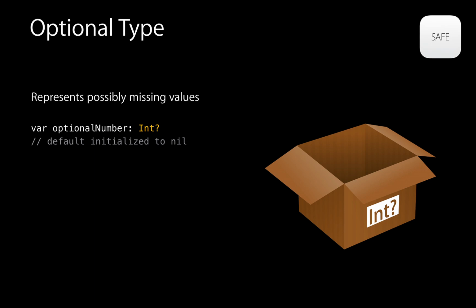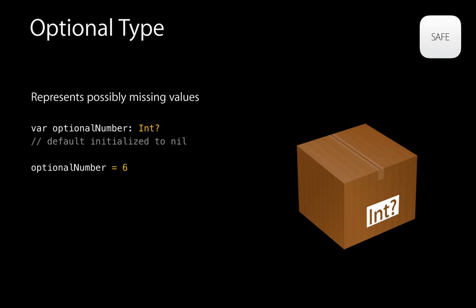Now, in Swift, nil is not like nil in Objective-C, where nil is an object pointer to nothing, and it only works with reference types. In Swift, nil is a true sentinel value. It works with any type whatsoever. It literally just means there's no value present.